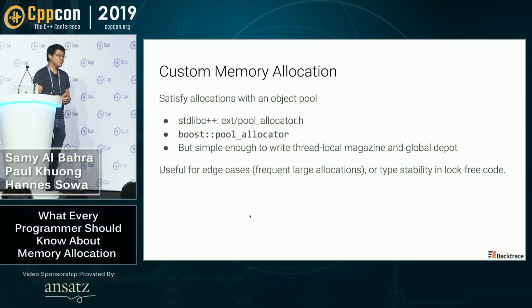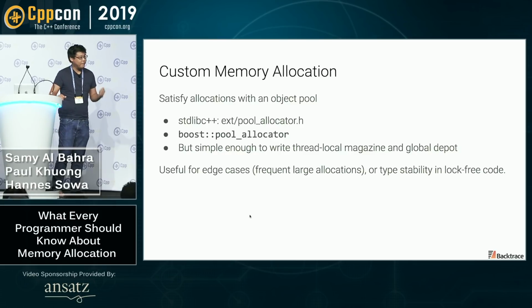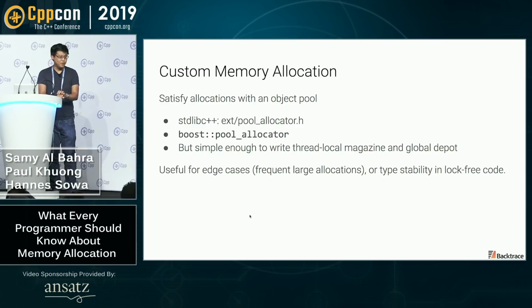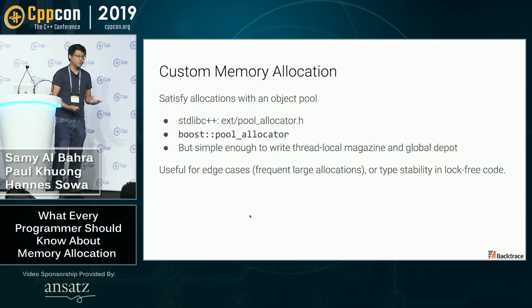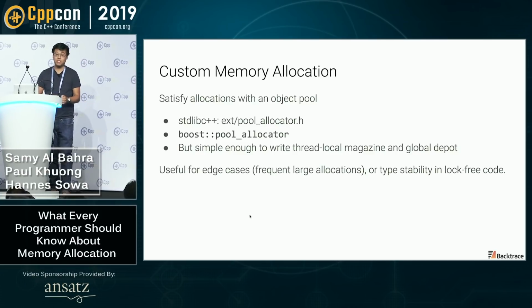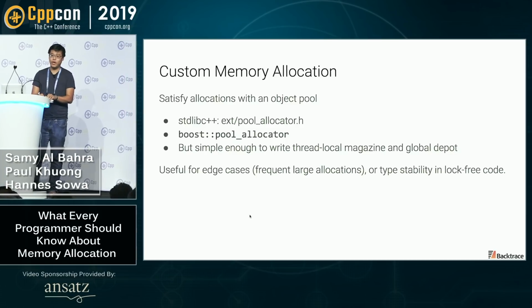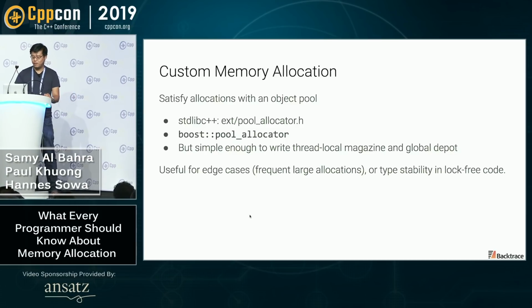It also makes sense for some interesting edge cases, like the one we pointed out earlier. We have frequent short-lived large allocations, and maybe you want to use an object pool for that. And the nice bit here is that you don't have to write your own. You can use Boost, you can use the one in standard lib C++. But also, it's not that hard to write your own. It might make sense to specialize on your specific requirements if you're going to do that, because you really want to make sure that you have as little overhead compared to the regular malloc interface.